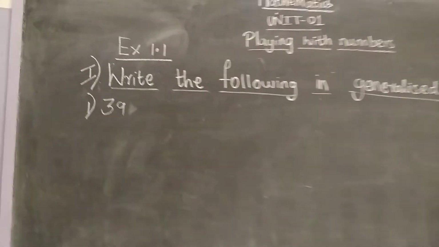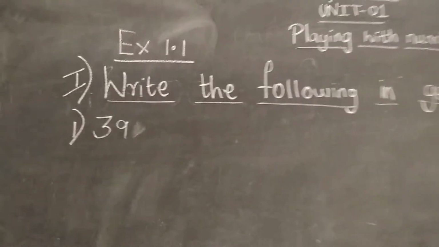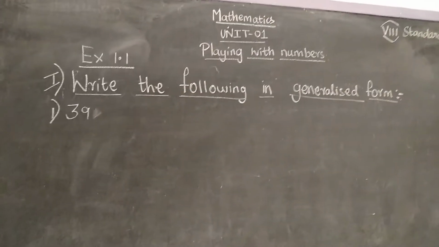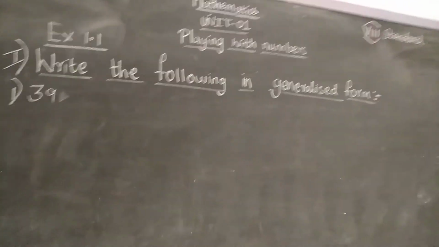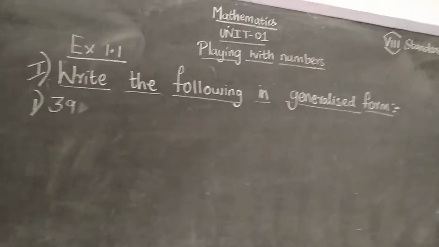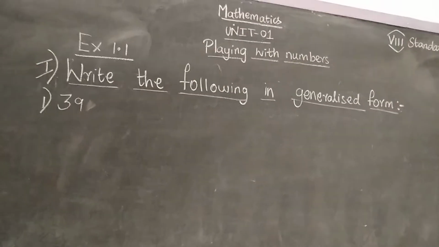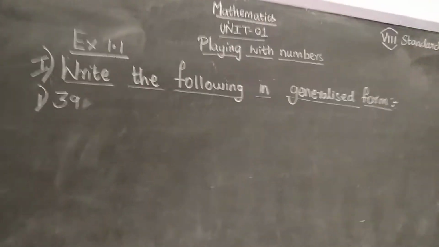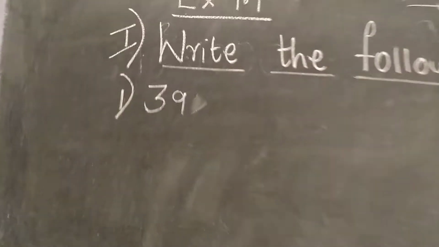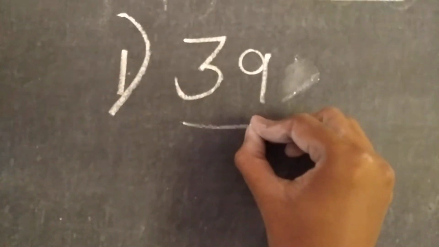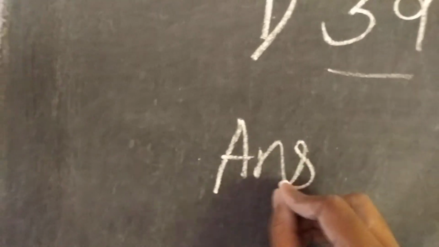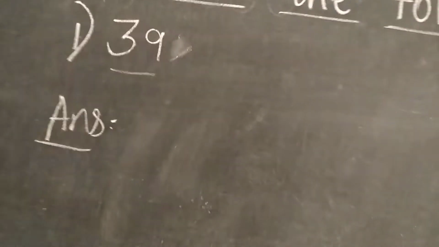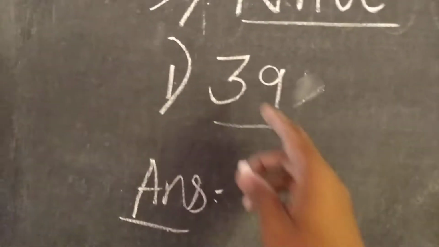Okay, they have given a question. We have to write the following in generalized form. In the introduction video, I said what is the meaning of generalized form, what is decimal form, and what is generalized form of base 10. Okay, they have given a number called 39, which is in decimal form. So I will write this decimal form in a generalized form. How to write it in a generalized form?